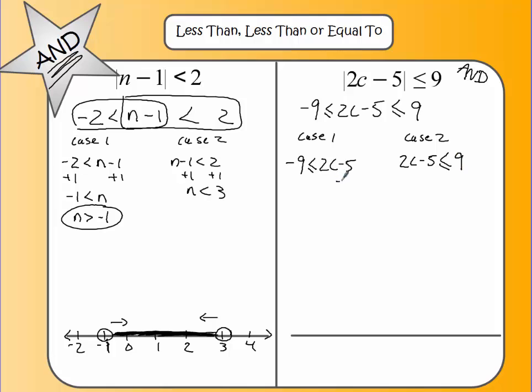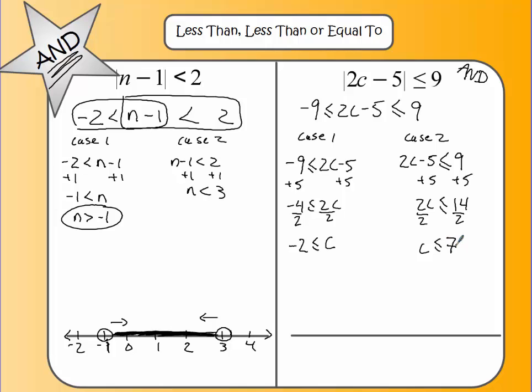Solving case 1, I would add 5 to both sides, giving me negative 4 is less than or equal to 2c. Dividing by 2, dividing by 2. I think for a minute I'm dividing a positive value. I don't need to flip the sign. I get negative 2 is less than or equal to c. Over here on the right, I will add 5 to both sides, telling me 2c is less than or equal to 14. Dividing by 2 tells me c is less than or equal to 7.